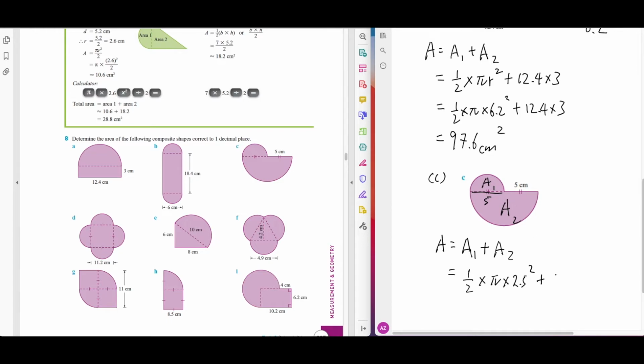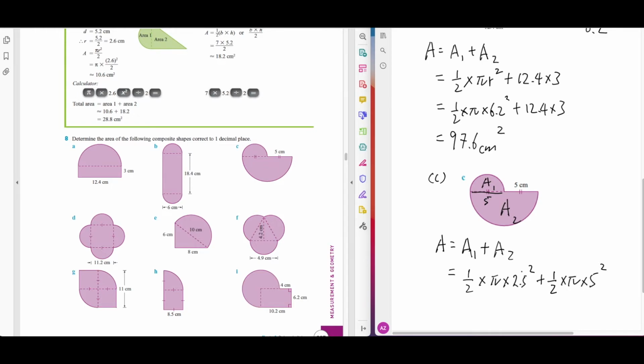Area 2 is also going to be half times the area of a circle, which is half times pi times r squared. Now, what's the radius of this bigger semicircle? The radius is going to be 5, right? So then you just do half times pi times 5 squared. And that's your answer. You just have to type this up into your calculator.